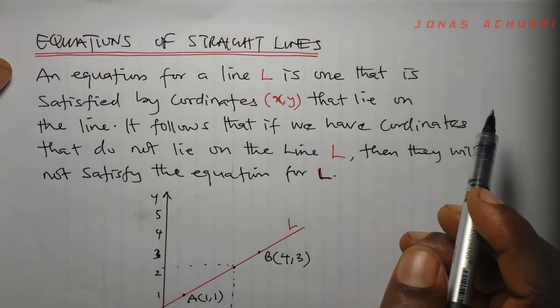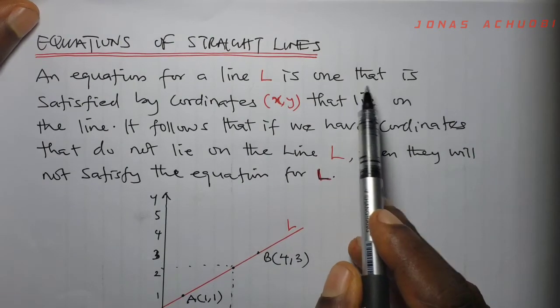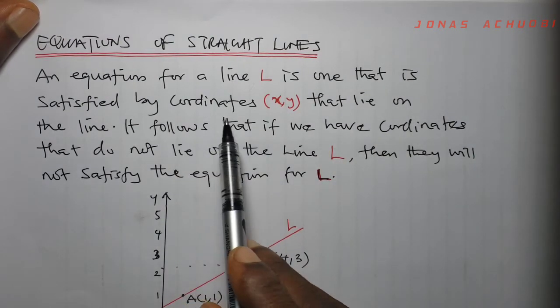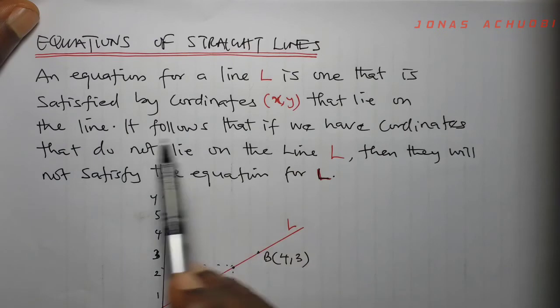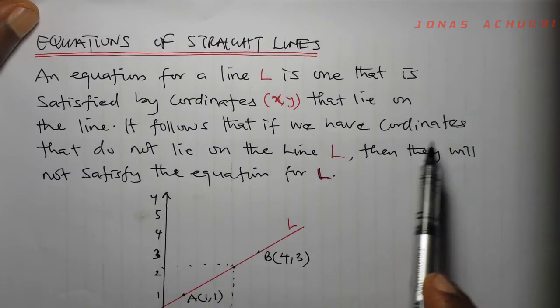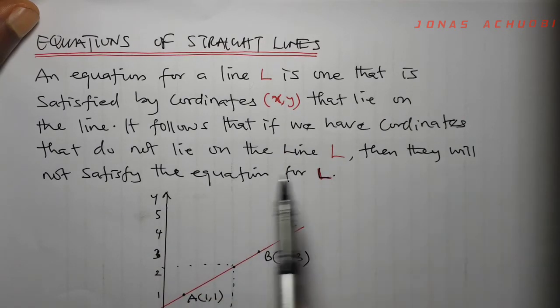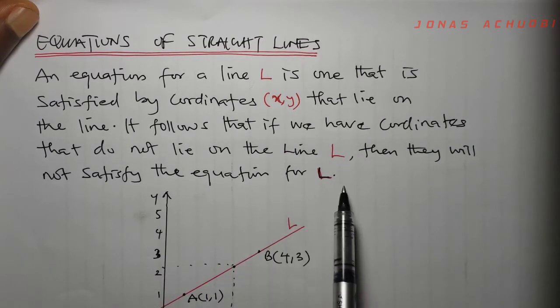Equations of straight lines. An equation for a line L is one that is satisfied by coordinates x, y that lie on the line. It follows that if we have coordinates that do not lie on the line L, then they will not satisfy the equation for line L.